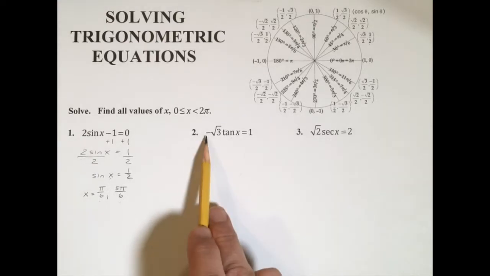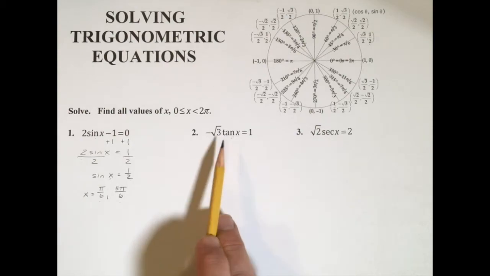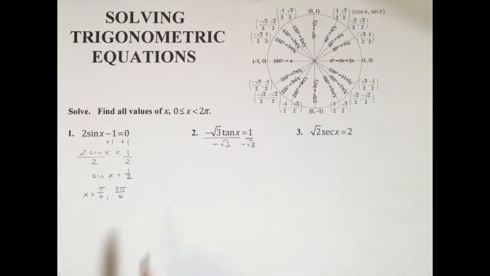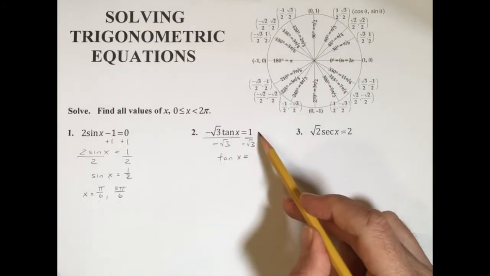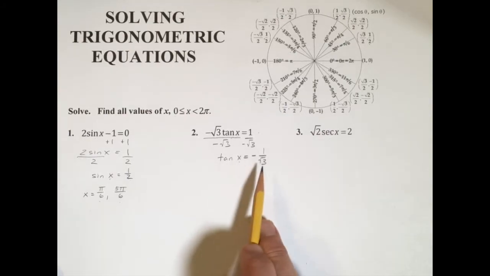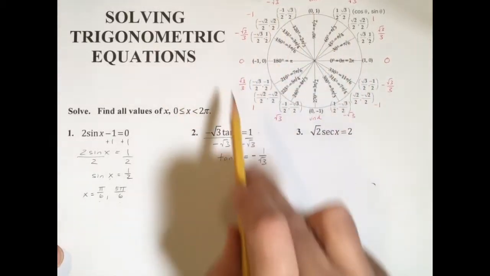In number 2, I have negative radical 3 times tangent x. Let me isolate the tangent x by dividing both sides by the negative radical 3. And hopefully you can see this negative radical 3 and negative radical 3 will cancel out. And positive 1 divided by negative radical 3 is negative 1 over radical 3. We need to find on the unit circle which angles have a tangent of negative 1 over radical 3. Well, that might be easier if our unit circle had the tangent answers on it as well. There we go. There are all our tangent answers.